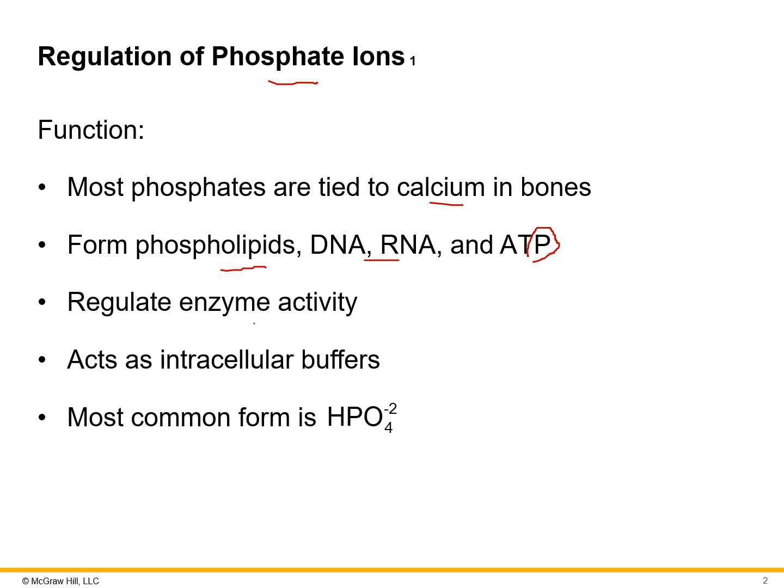It's also involved in regulating enzyme activity, so phosphorylation adds phosphates to enzymes that changes their shape, which can ultimately change their function, either turning them on or off. And then they're also involved in buffers. So again, we'll come back to this with acids and bases in a little bit. And the most common form is hydrogen phosphate.